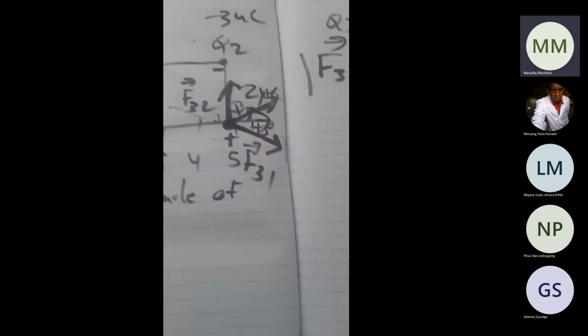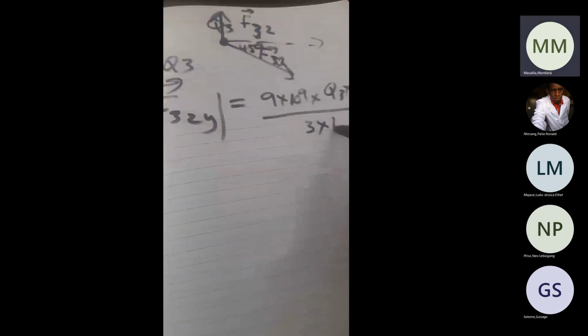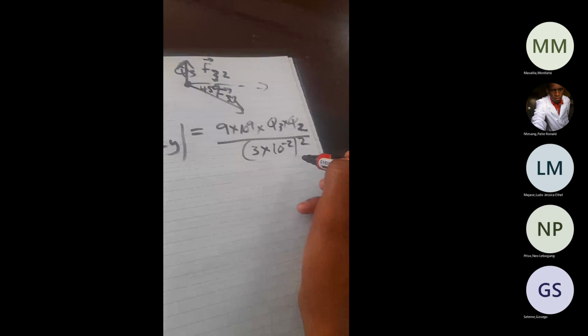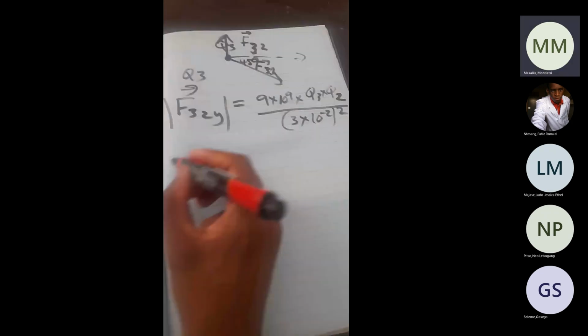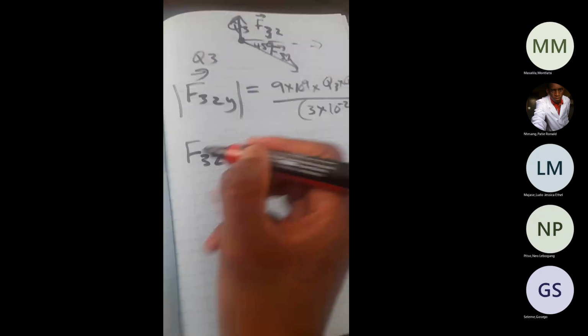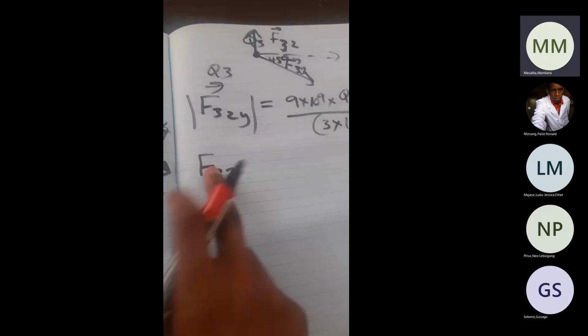3 times 10 negative 2 squared. Again. Then the force on 3-2, about the magnitude of force on 3-2.